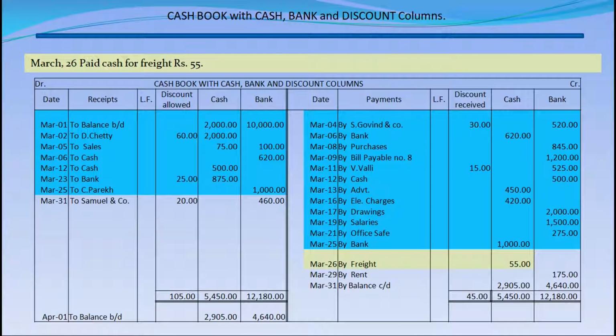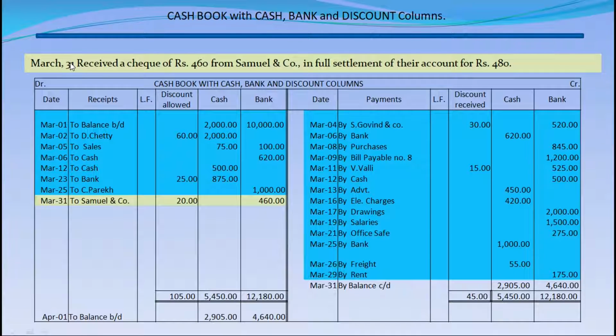March 26, paid cash for freight 55. This is a cash payment. So on the cash column we have to record 55, March 26 by freight rupees 55. Paid rent for February by check. This is a payment by check. So we are paying it through bank. So on the credit side of the bank column we have to record this transaction 175, March 29 by rent rupees 175.